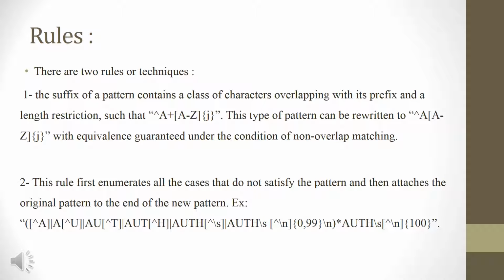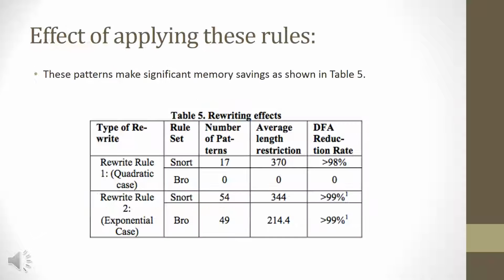The second rule first enumerates all cases that don't satisfy the pattern, and then attaches the original pattern to the end of the new pattern. In other words, the star is replaced with cases that don't match the pattern. And this rule generates a linear number of states in the DFA. This table shows how these rules make significant memory savings when applied, and the DFA size reduction rate is over 98%.